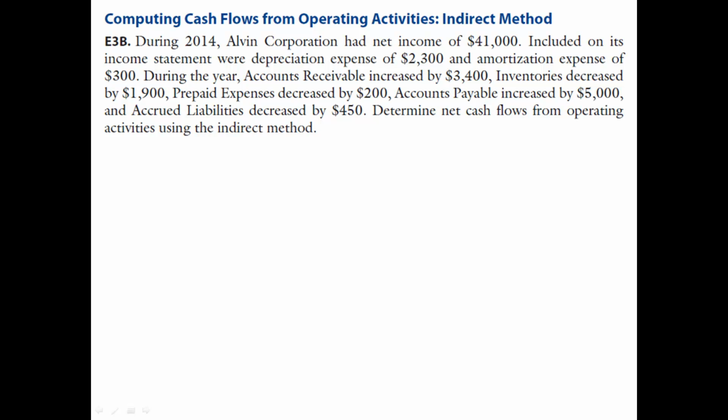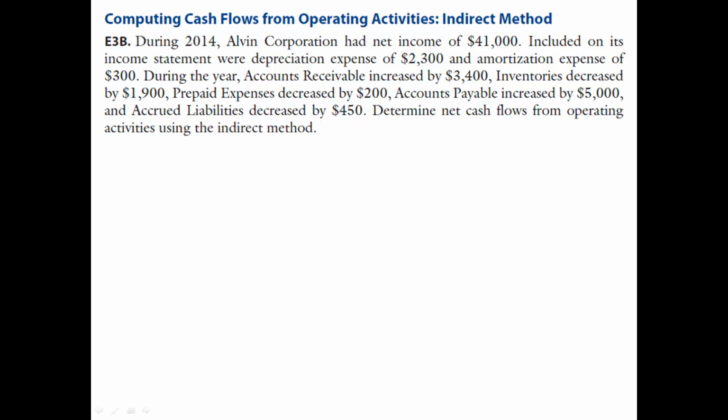This is another example of completing the operating activities section of the statement of cash flows using the indirect method. So you have a series of information up here that we're going to need to include. It has our net income. It tells us that we have some depreciation expense and some amortization expense. So those two items will be added back into the net income.